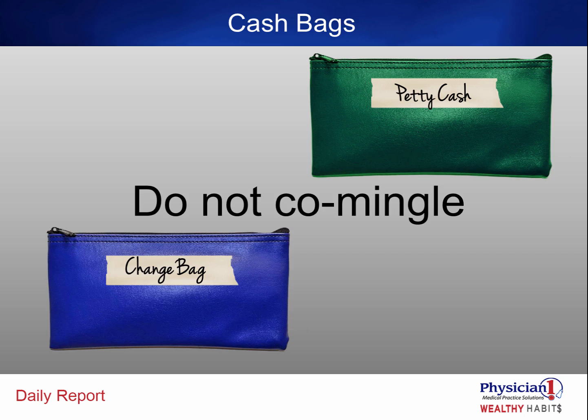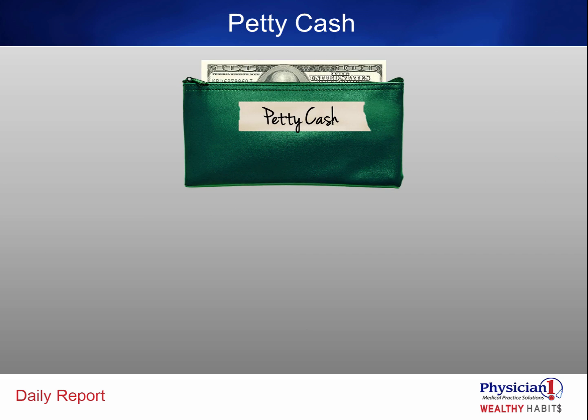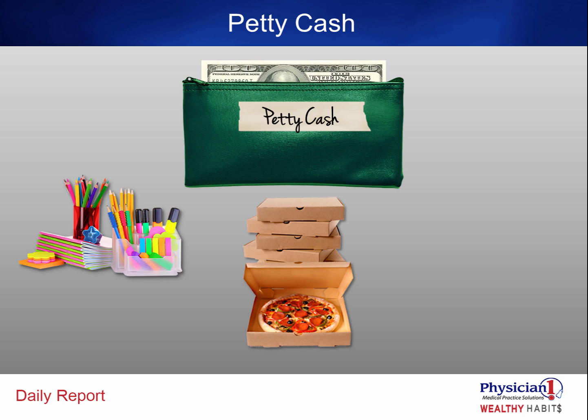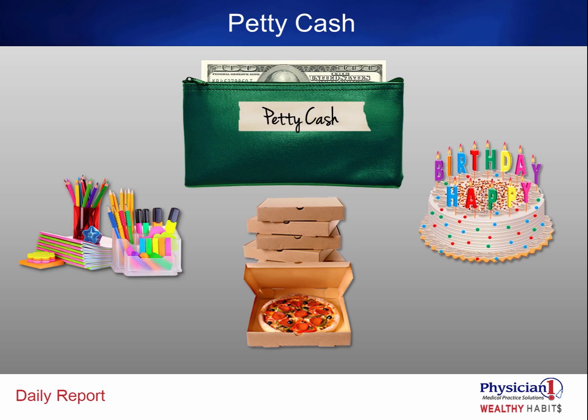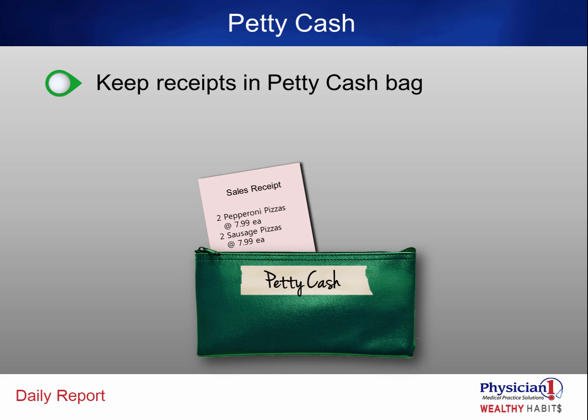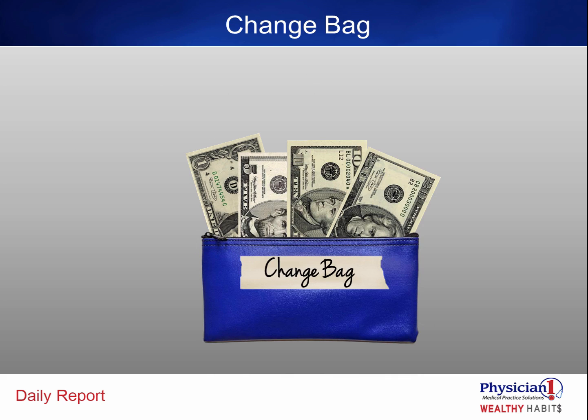The petty cash bag needs about $100 for small office supplies, staff lunches, birthday parties, things of that nature. Receipts of purchases are put back in the bag, and those receipts will get reimbursed as needed. The change bag should have $200 in small bills as a starting point.